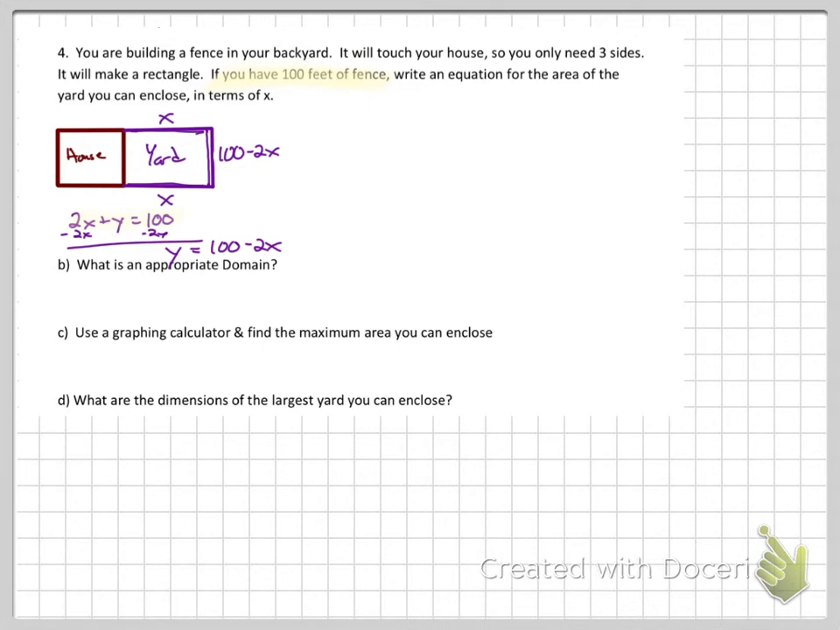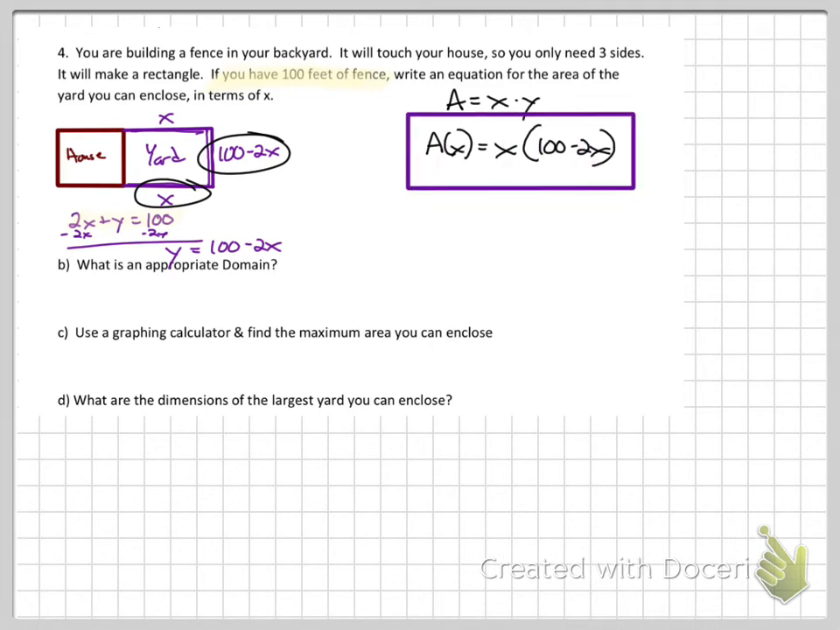So area is x times y normally, right? Area in terms of x, no, just area equals x times y. But since I have both sides in terms of x, it's x times 100 minus 2x, right? You can look at the picture. Length times width, that's how you get area. And then that's the equation in terms of x. I don't need to do anything else to that. That's the answer. There's no need to distribute or simplify or anything else.